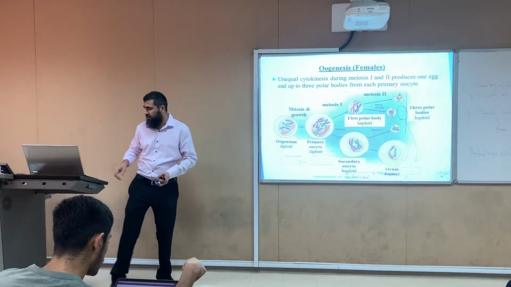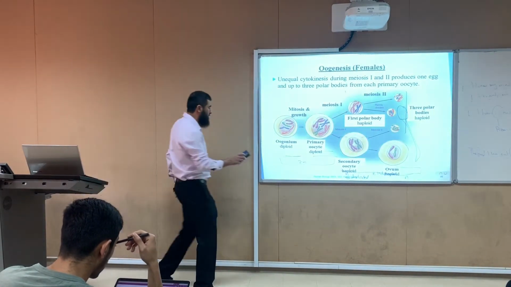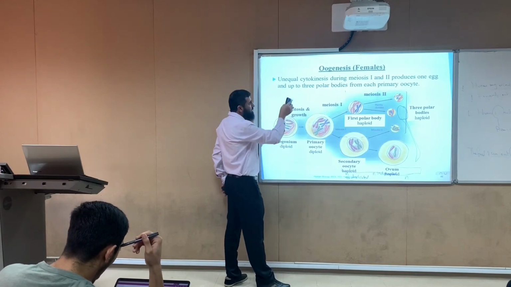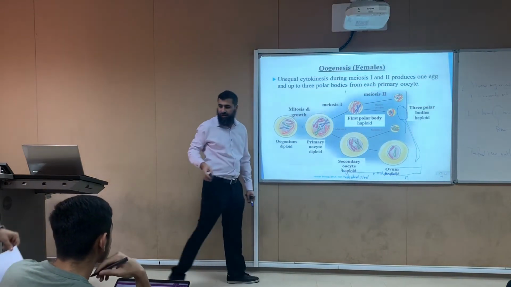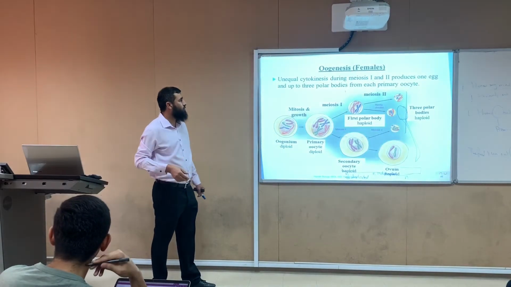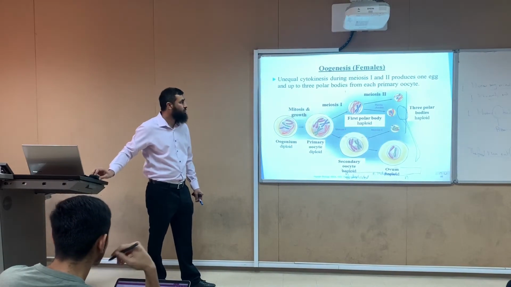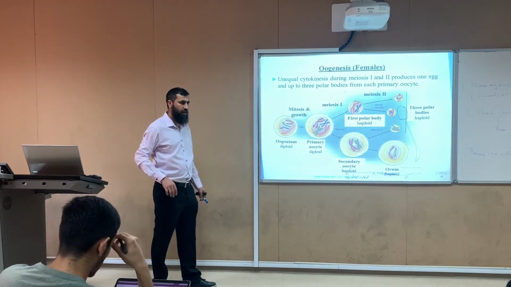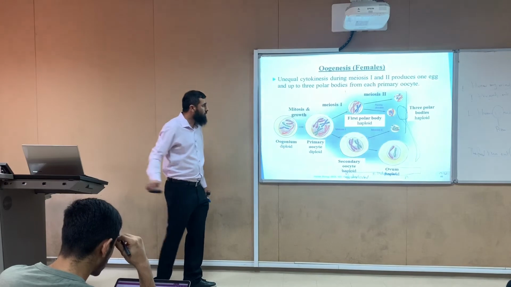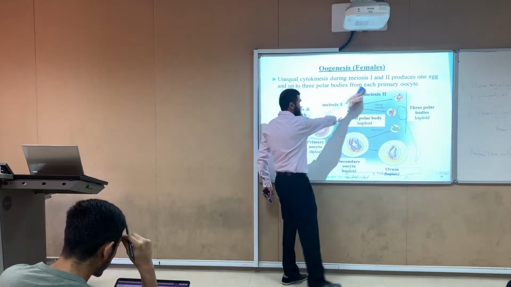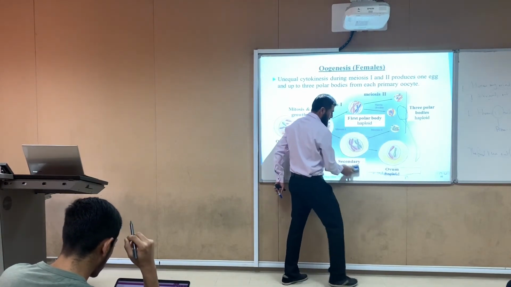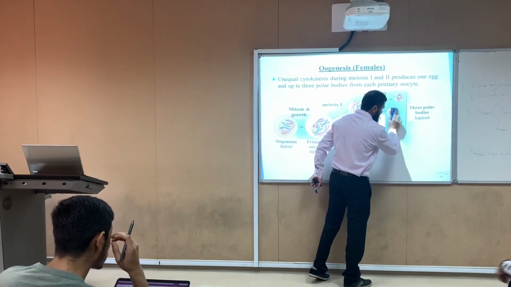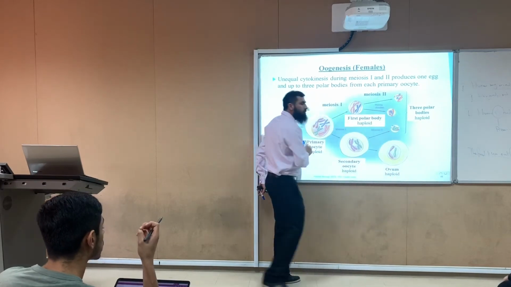Now, in the female, the process of the formation of the gametes is oogenesis, some people pronounce it like that, whatever you want to call it. But it's actually talking about the formation of the ova, the egg. So where does this happen? The ovary.